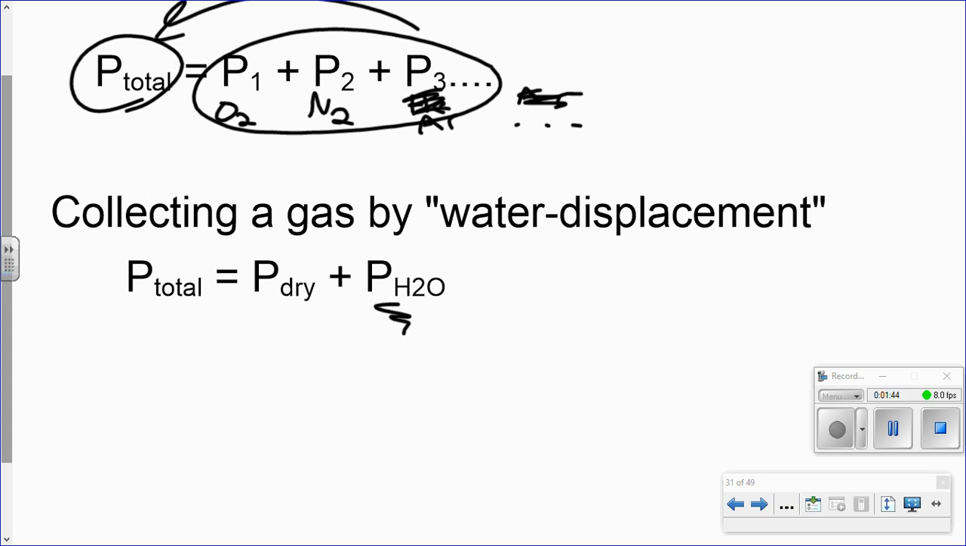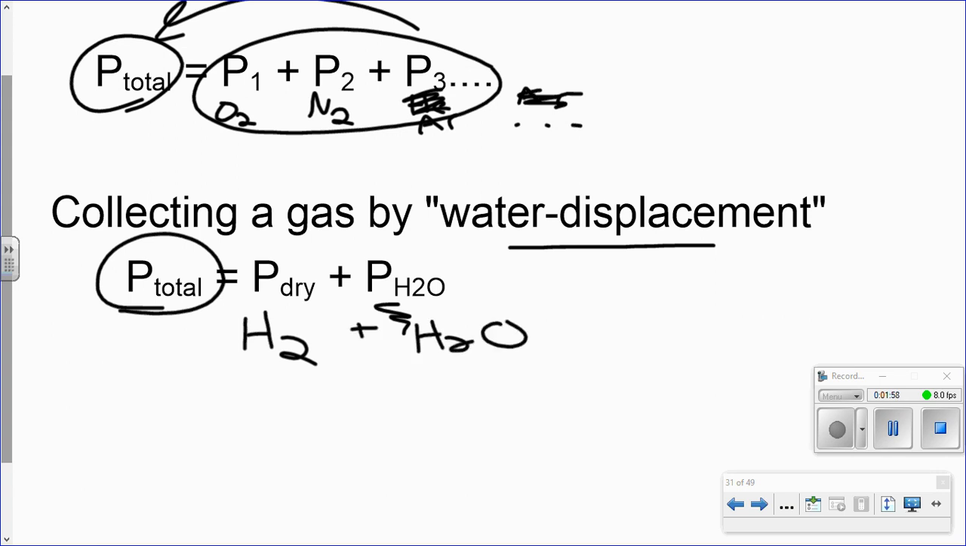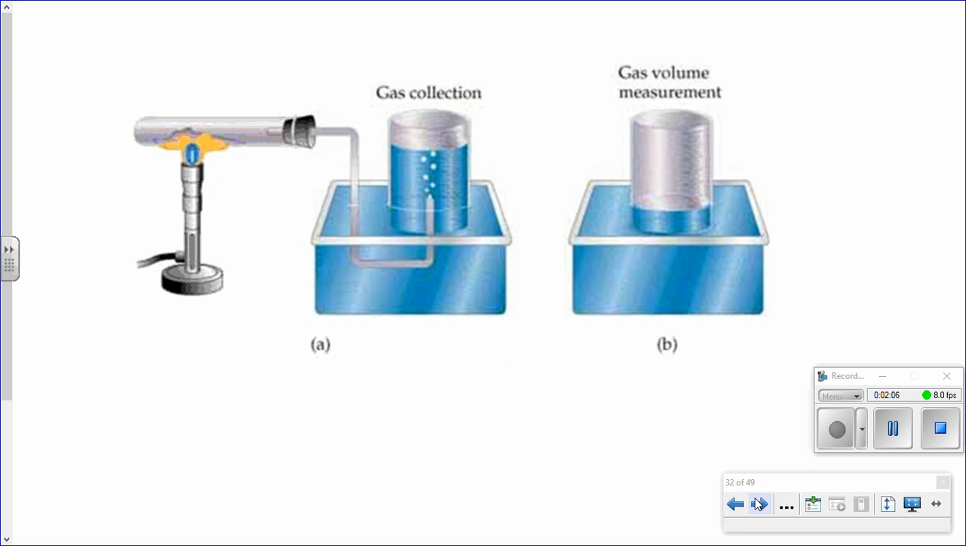So the total pressure inside a system when we collect a gas by water displacement, and I'll show you what I mean in just a second, is the pressure of our dry gas. Let's say we're collecting dry H2, or hydrogen gas, but we're collecting it over water, so there's a little bit of pressure from the water vapor, and we have to add those together to get the total, or subtract it out to get the pressure of just the dry gas.